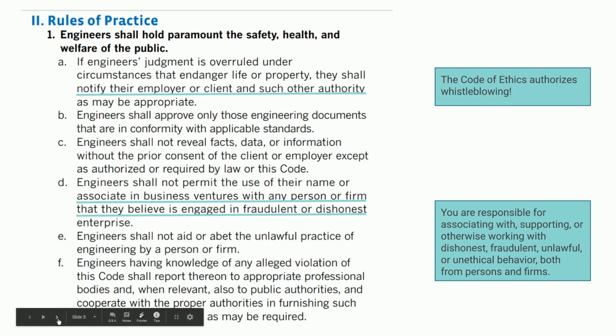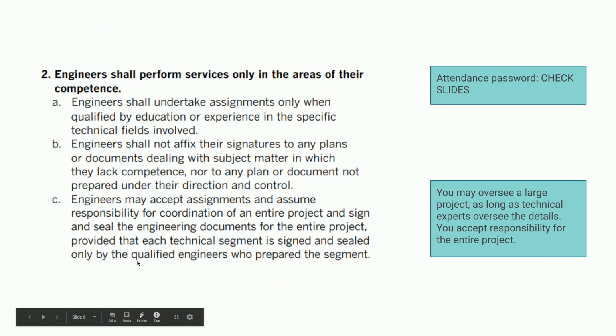So these are the kinds of things that the Code of Ethics points out. Let's go on to number 2. Engineers shall perform services only in their area of competence. So you shouldn't present yourself as an engineer as an expert in areas that you're not an expert.